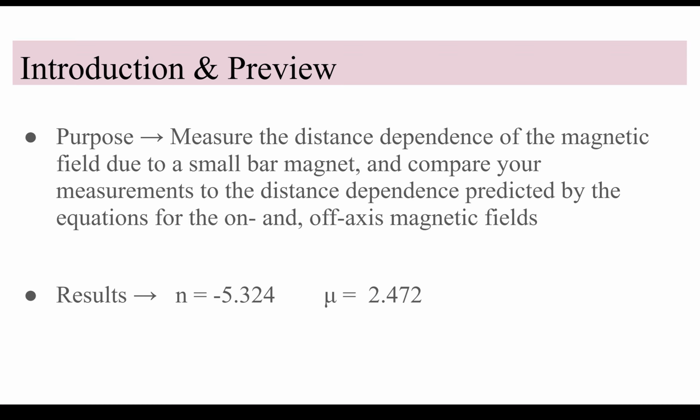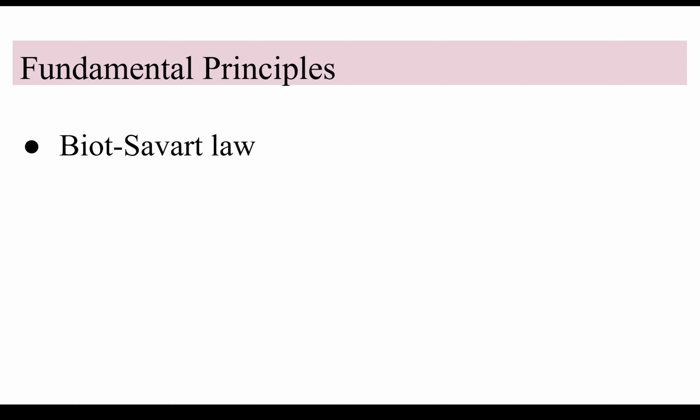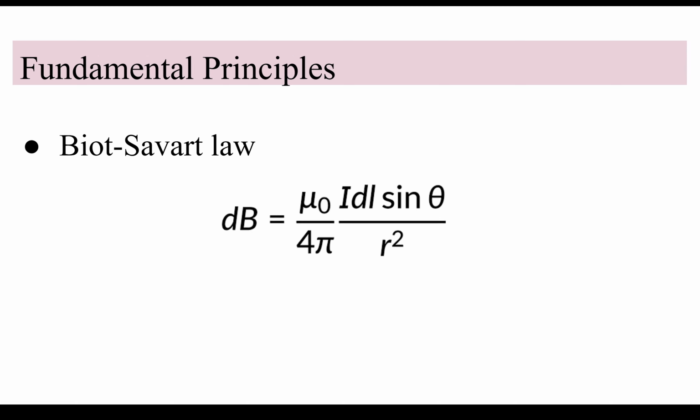So a basic introduction and preview about what we're doing in today's lab. Our purpose is to measure the distance dependence of the magnetic field due to a small bar magnet and compare our measurements to the distance dependence predicted by the equations for the on and off axis magnetic fields. And our results were that the n value equals negative 5.324 and that our mu, or our magnetic dipole moment, equals 2.472.